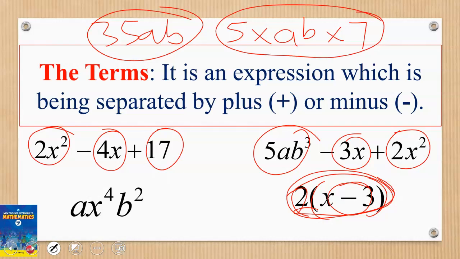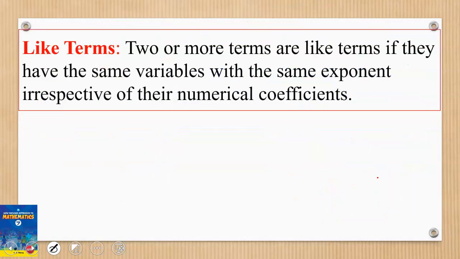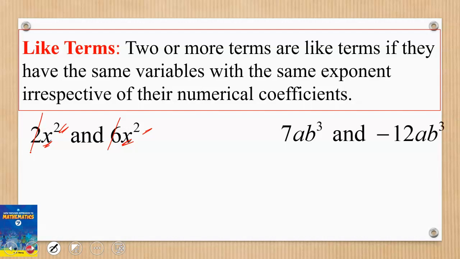It won't be separated. Okay, then when you talk of terms, we can also talk about like terms and unlike terms. Two or more terms are like if they have the same variable with the same exponent, irrespective of their numerical value. For example, 2x squared and 6x squared are like terms. They are like because they have the same variable x and the same exponent. We don't care about the coefficient. So far as the variable and the exponent are the same, they make up like terms.